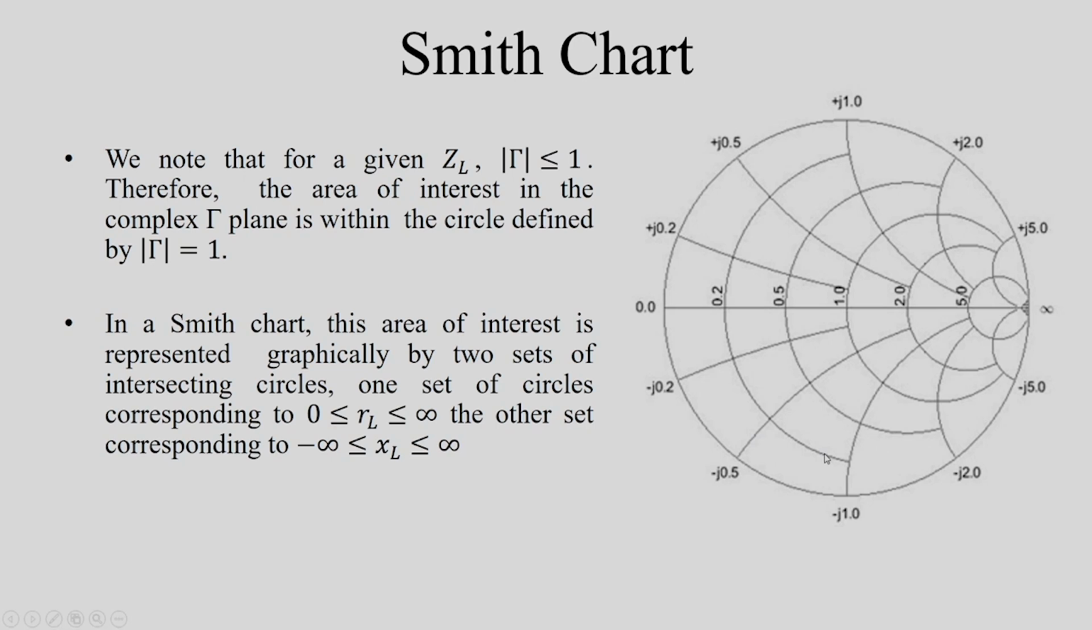Now, once we have this chart, we can now plot impedance on this chart. Please note that we can plot the normalized impedance, and the actual impedance can be obtained by multiplying the impedance shown on the chart by the characteristic impedance by which the impedance has been normalized.